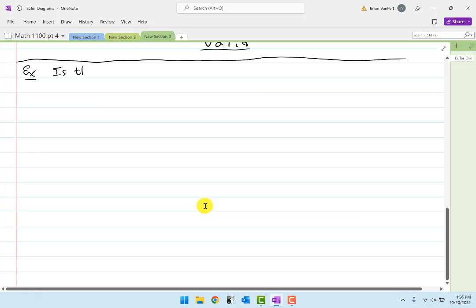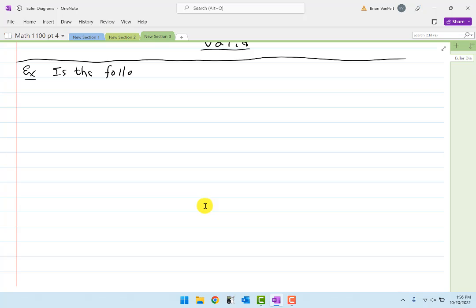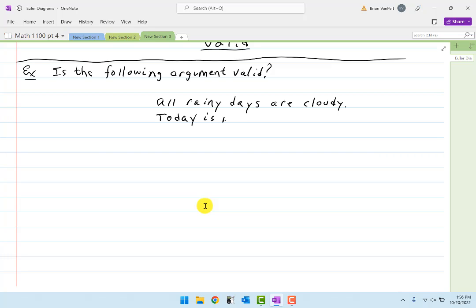Is the following argument valid? And it goes like this. All rainy days are cloudy. Today is not cloudy. Therefore, today is not rainy.